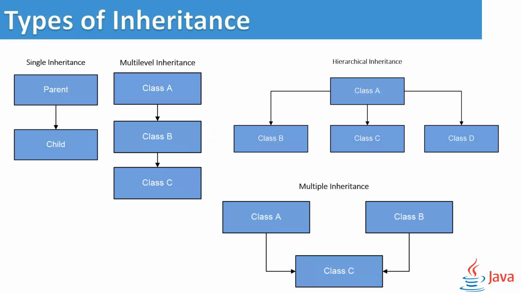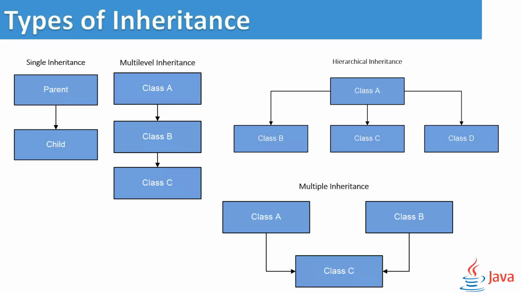The third one is hierarchical inheritance. When a single parent class has multiple child classes, that is known as hierarchical inheritance. For example, we can see that class A has 3 child classes. Those are class B, class C and class D.